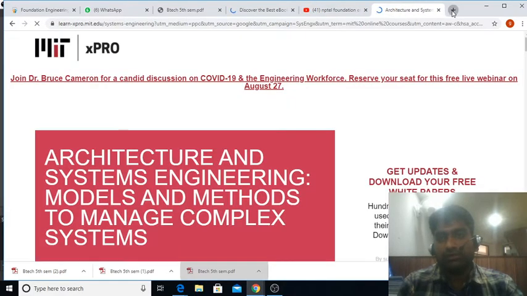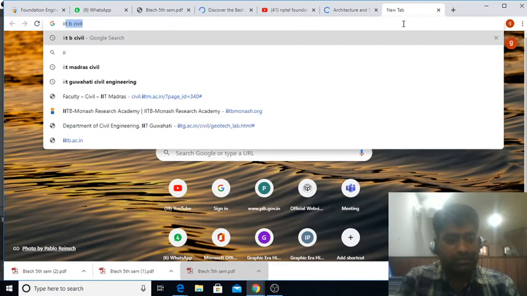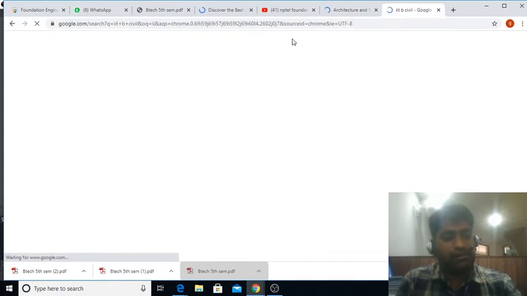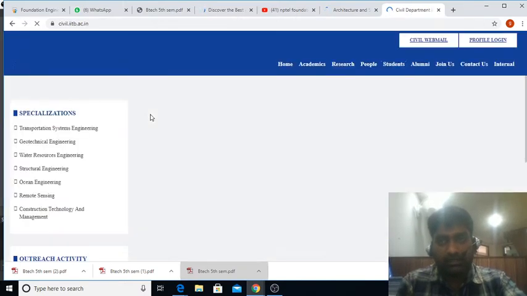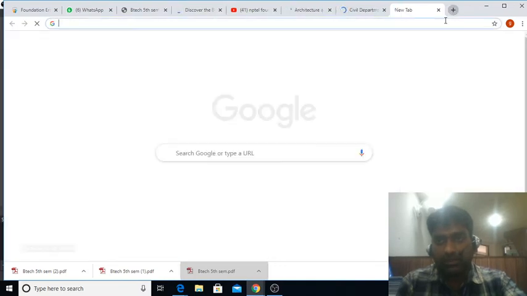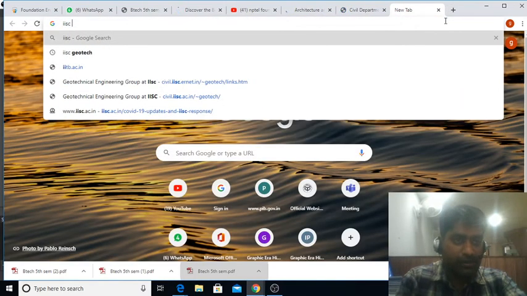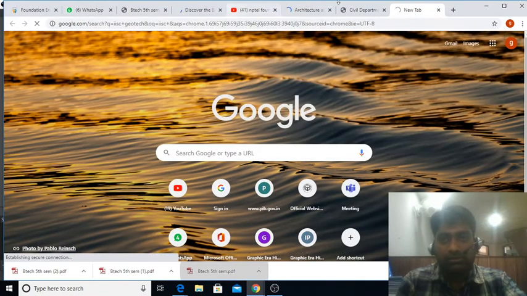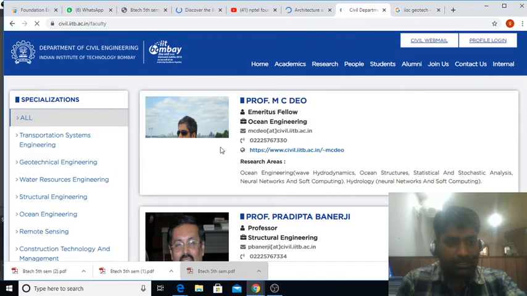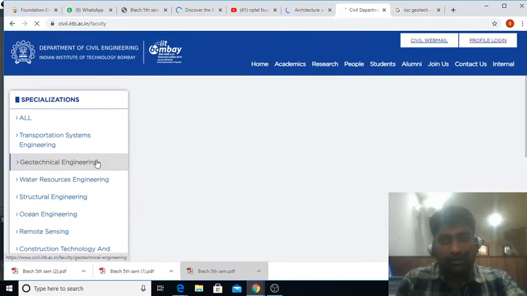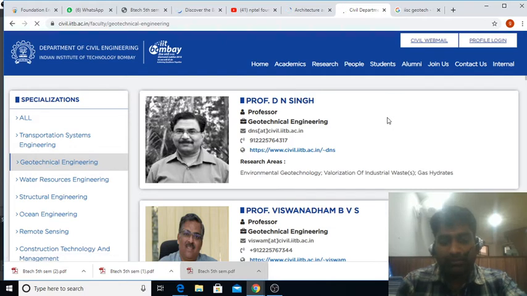Also you can search their profile on the website, like I am searching these people on the website of IIT Bombay Civil Engineering Department. Similarly, you can search for IISc Geotech people also over here. After going through these, you can click in the people section, faculty section, and you can see what type of work these people from geotechnical background at IIT Bombay are doing, what Professor DN Singh sir is doing, and his research area.